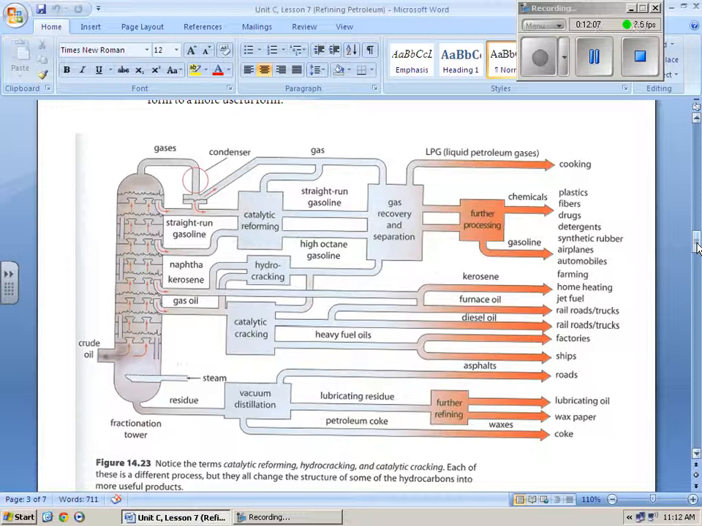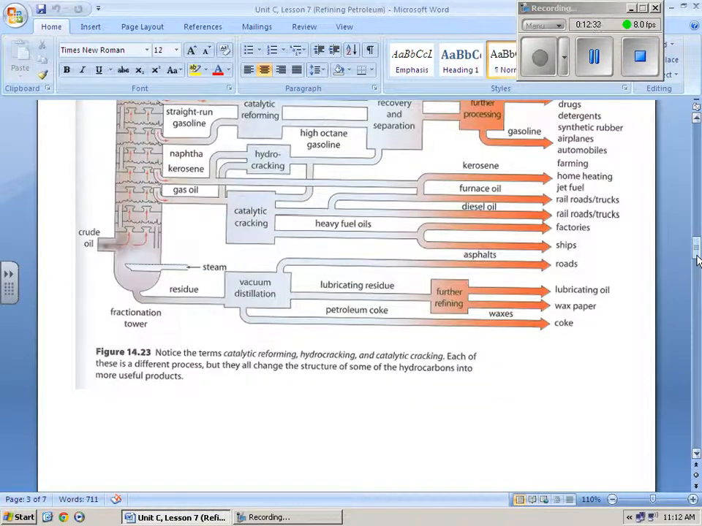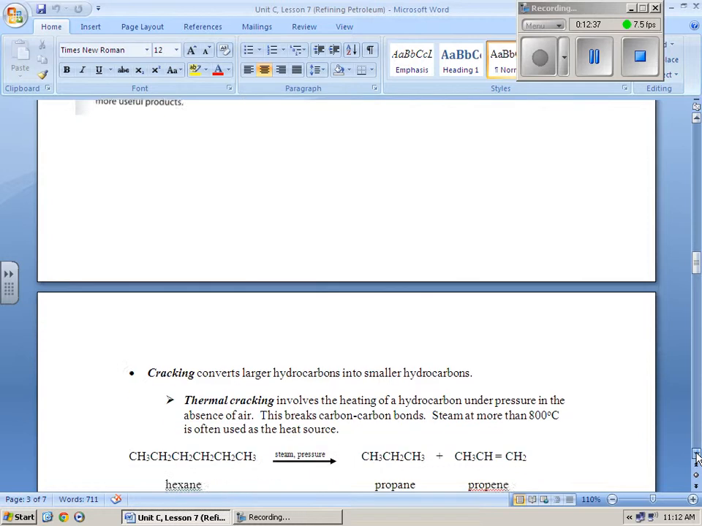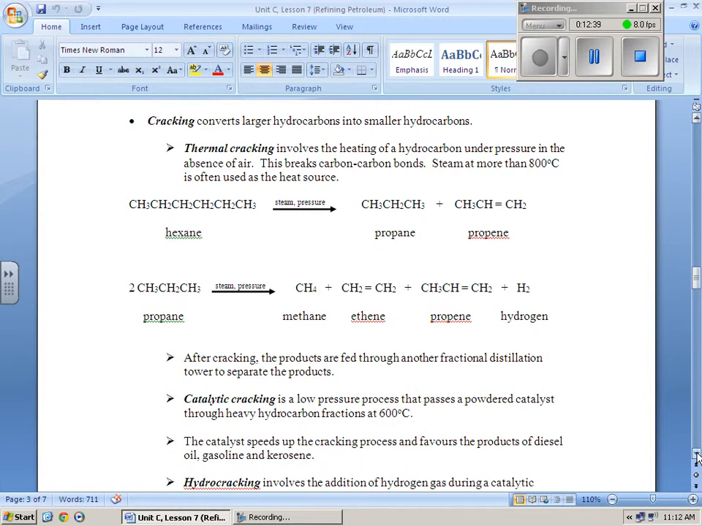Look at all the stuff you can get from this. Cooking, plastics, fibers, drugs, detergents, synthetic rubber, airplanes, automobiles, farming. You don't get airplanes from that, but you get fuel for it. Home heating, jet fuel, diesel fuel for rail engines, factories, ships, roads, lubricating oils, wax paper, things like that. Okay, so it says Coke, not Coca-Cola, different. We'll talk about it in a second here.